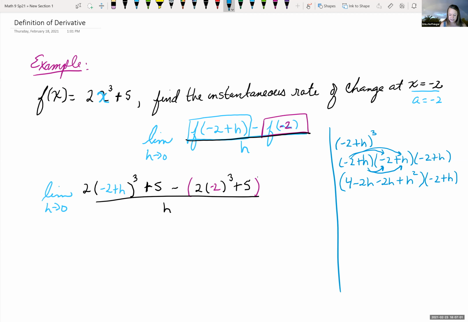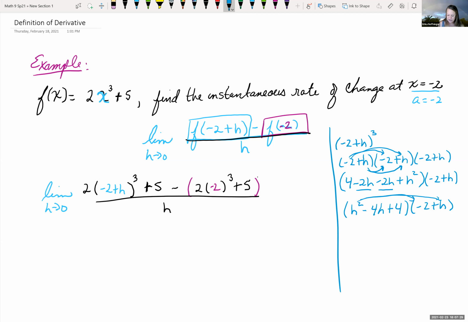I'm going to clean up what's inside my first parentheses by combining these like terms, and I'm going to rewrite it in descending order of powers. You don't need to do this, but it's helpful for me. So h squared, -2h plus -2h, that's minus 4h. Then we have this positive 4 here. And then we're going to multiply this all times -2 plus h. So let's distribute each term in the first parentheses to each term in the second parentheses.